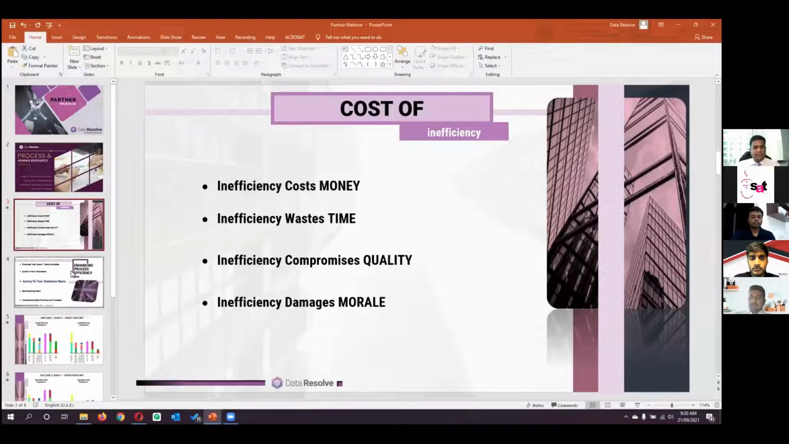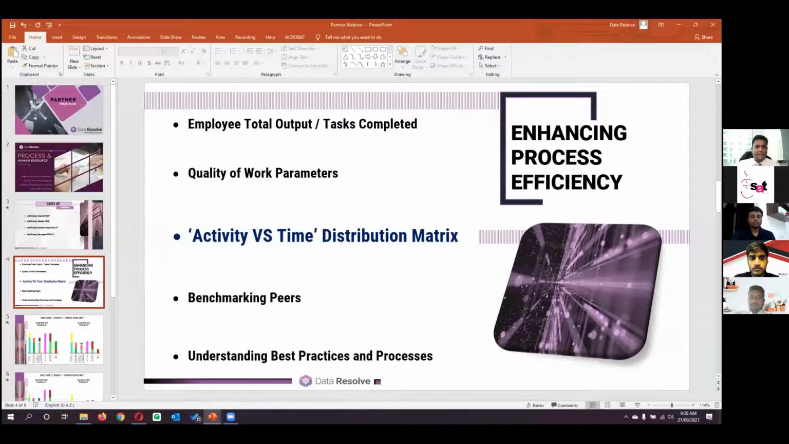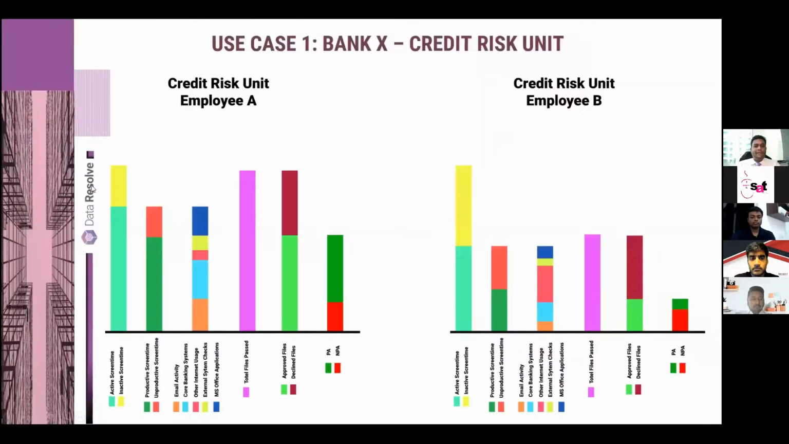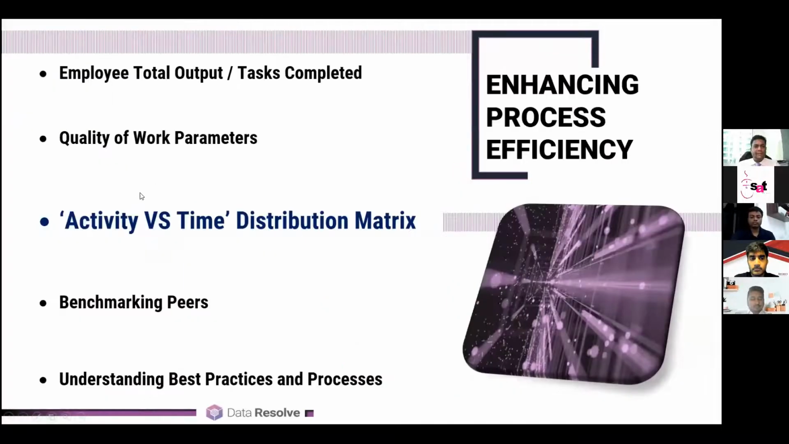This is how most organizations use some part of the data we give and some part of the data that they have. Most organizations already have a metric of the total output of an employee, like how many tasks were completed.